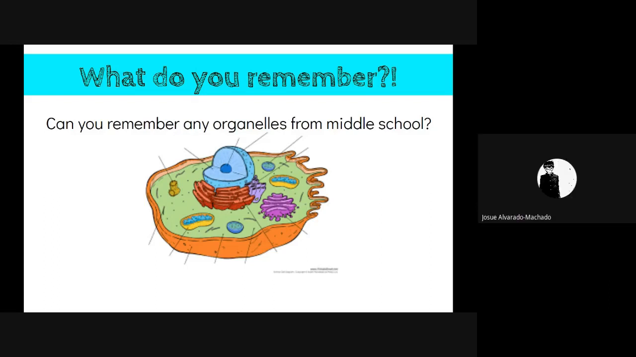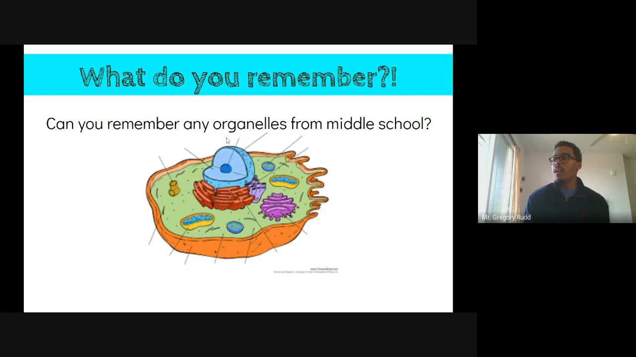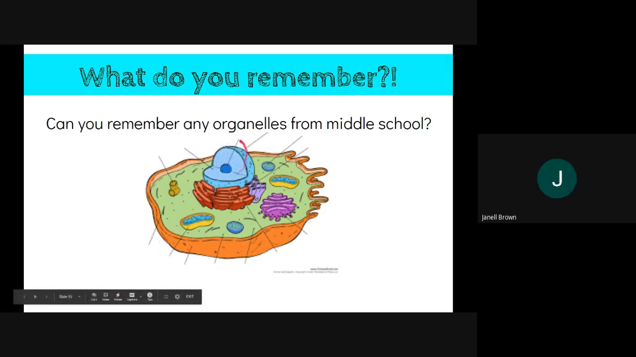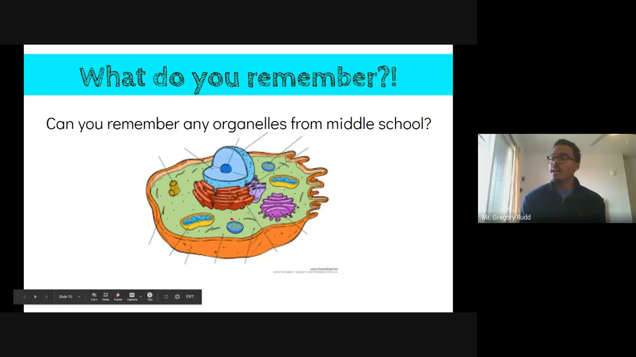Nucleus. Yeah, the nucleus is this big blue thing right here. Anything else? The mitochondria. Excellent. Thank you, Janelle. We see the mitochondria. There are 2 mitochondria in this cell, these yellow things with the blue inside.